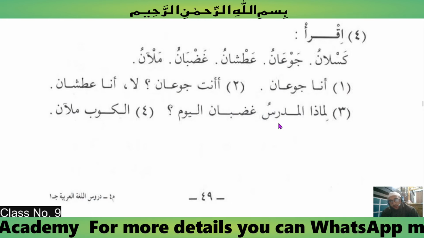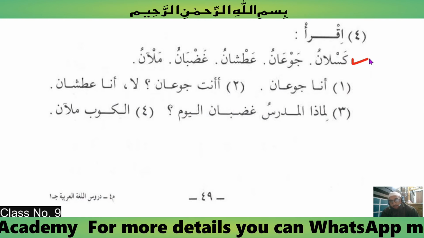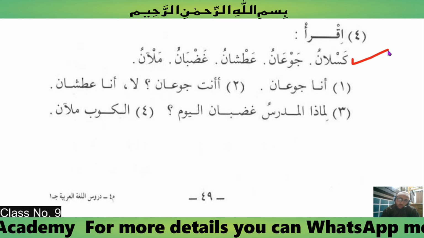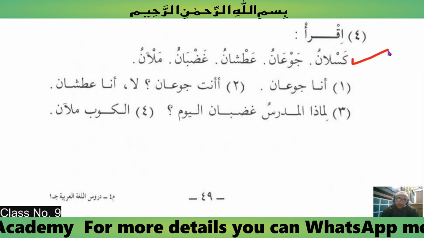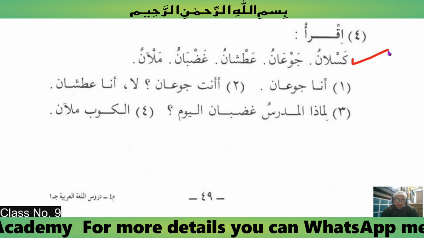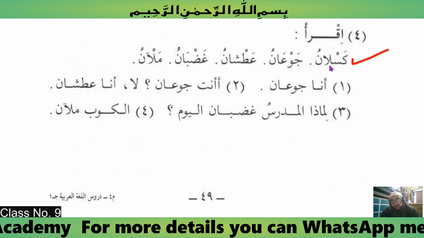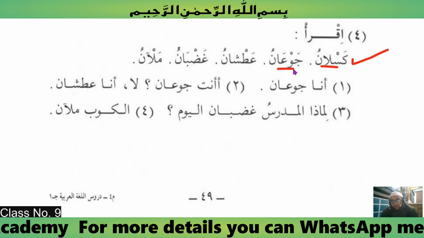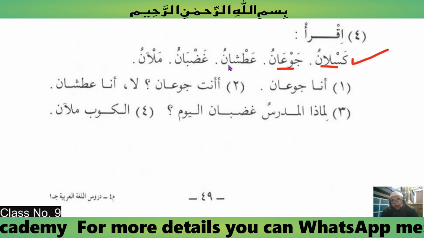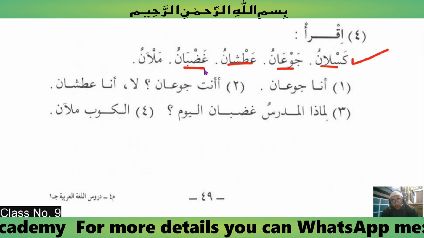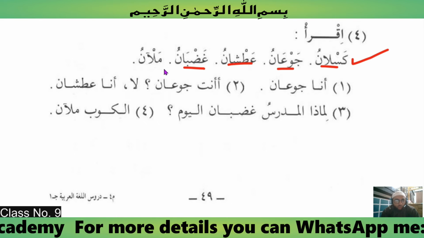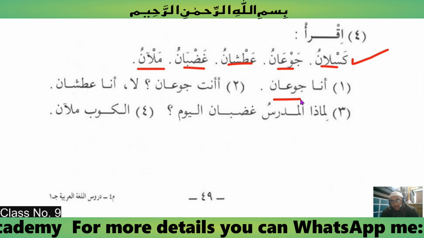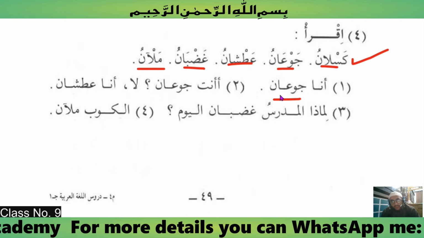Number 4, اقرأ. These are examples of ممنوع من الصرف, which we read at the beginning of our class. كسلان, first one, means lazy. جوعان, hungry. عطشان, thirsty. غضبان, angry. ملآن, it is filled. أنا جوعان, I am hungry.